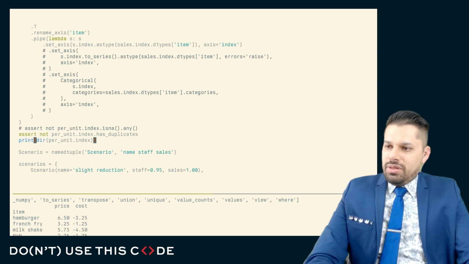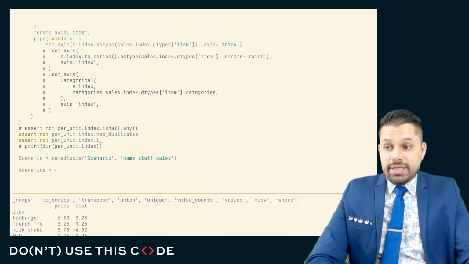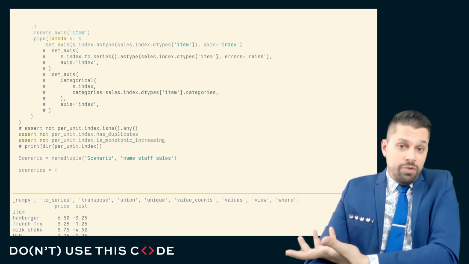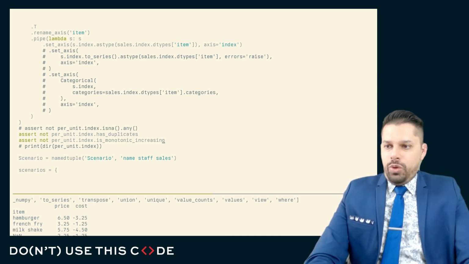So let's see if that gives us what we want. We'll assert that there are no duplicates. We'll assert that this is monotonically increasing, that it's in sorted order, or we can, of course, do a sort on this. We can do a forcible sort on this if we need.